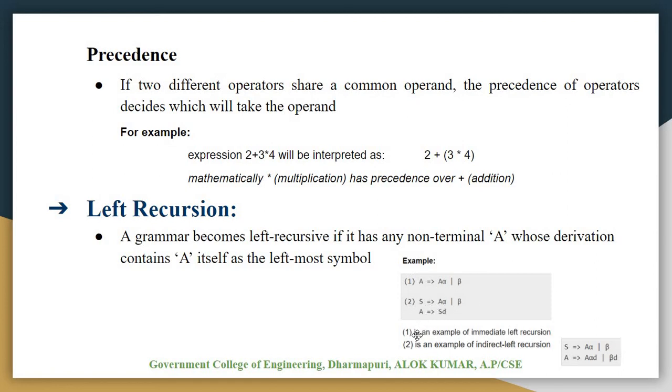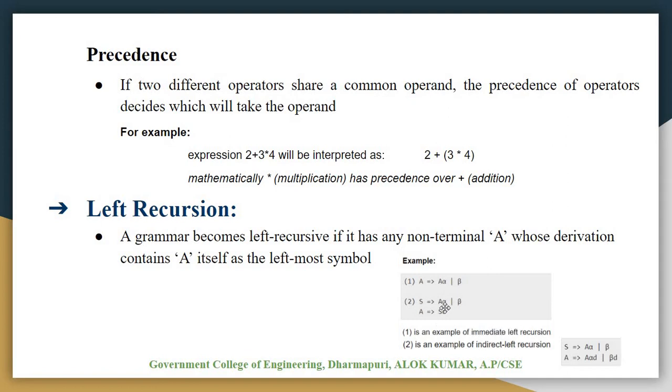In the first example, left recursion is present, because A is generating A alpha: the first symbol is the non-terminal, and it is the same non-terminal A. So we say that immediate left recursion is present.